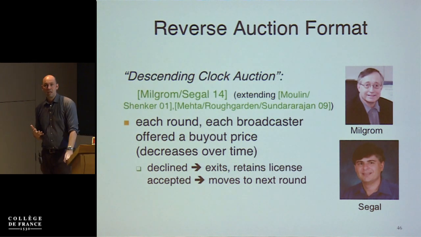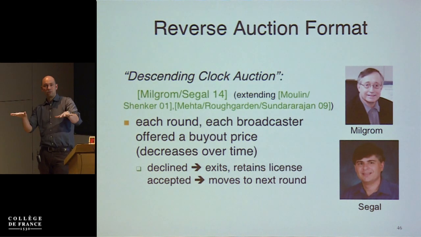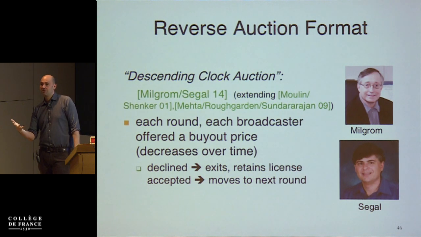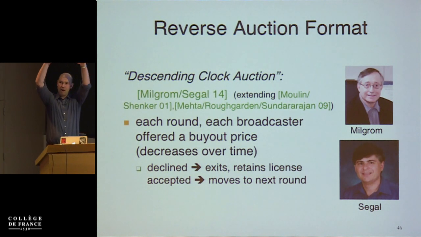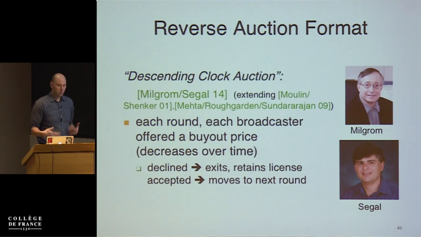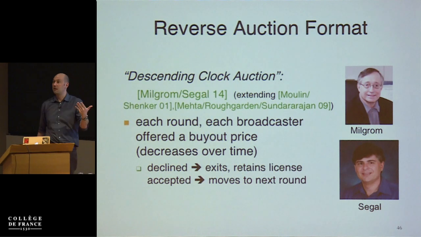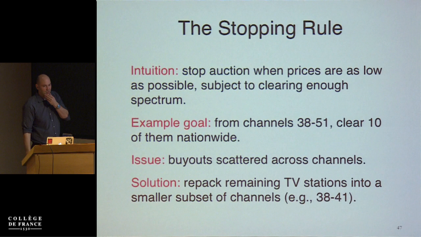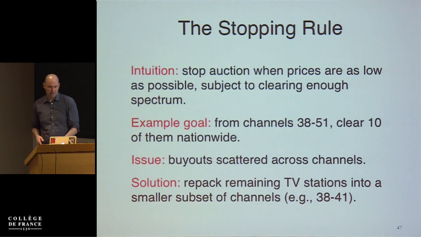If you're still in the auction when it ends, then in fact the government will buy your license, and the payment will be your most recent, which is also the lowest, buyout offer that you ever accepted. Okay? So that's how this auction works at a high level. You have buyout prices descending over time, people dropping out once the buyout price becomes unacceptable to them. Okay. All right, so how does the auction end anyways, actually?